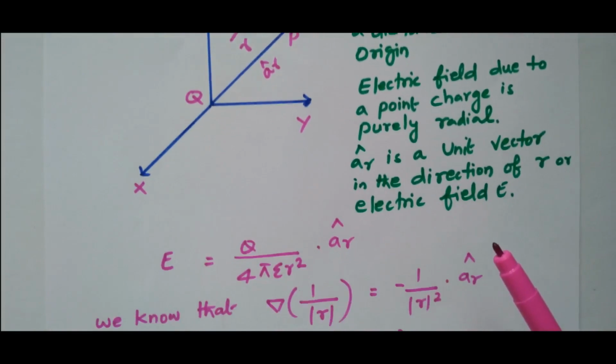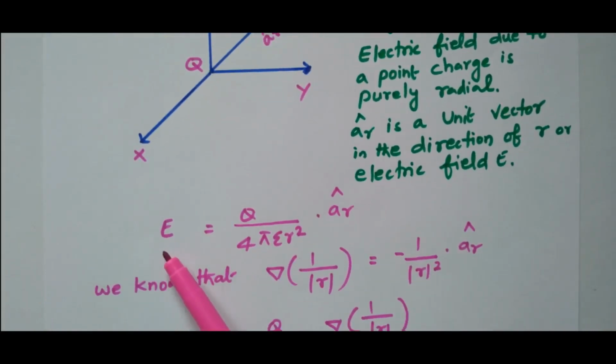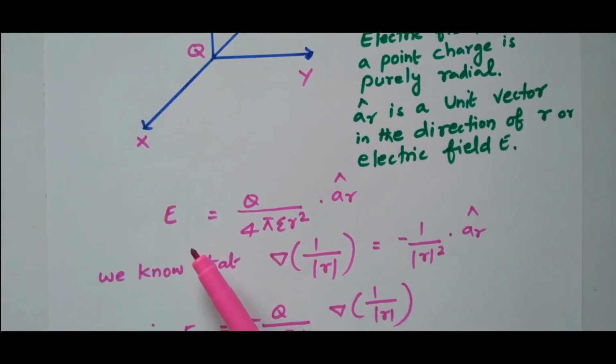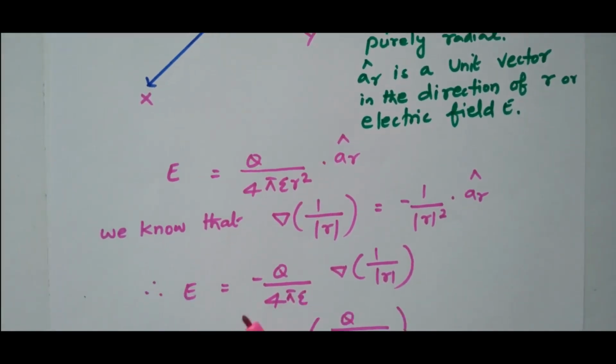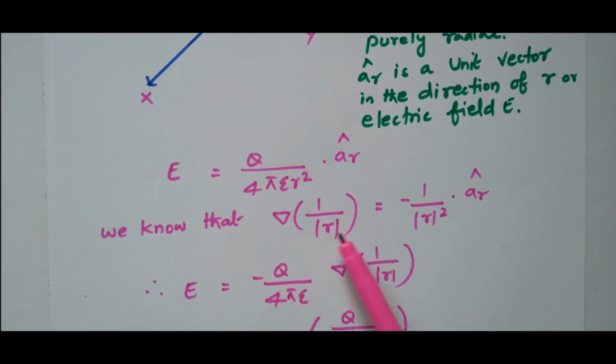I will see the formula for this. So E equal to Q divided by 4 pi epsilon R square into AR cap. Electric field intensity is a general formula, Q divided by 4 pi epsilon R square. But we know that del of 1 by R equal to minus 1 by R square into AR.